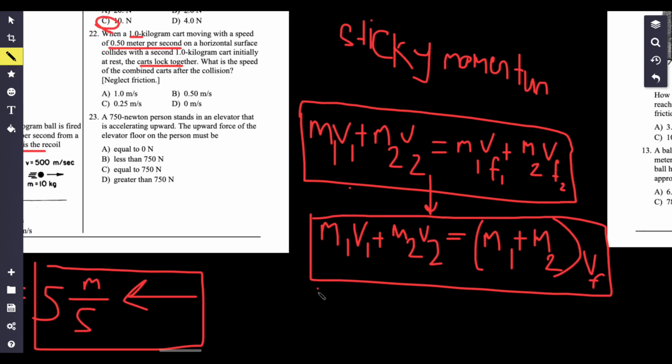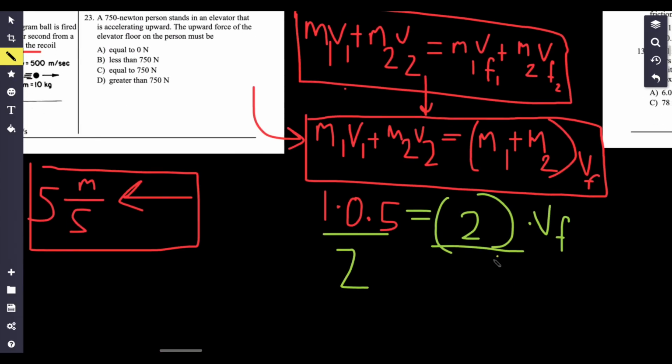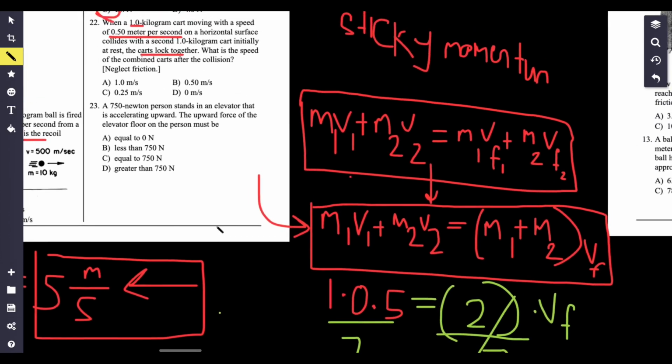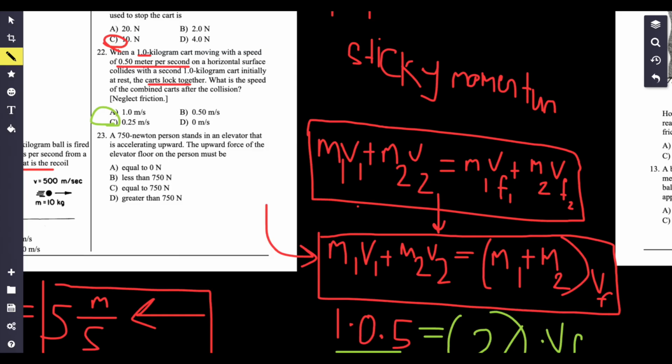So in this case, a 1 kilogram cart at 0.5 meters per second. I'm using this formula, by the way: mass 1 times velocity 1, plus mass 2 times velocity 2. But in this case, our second 1 kilogram cart is starting at rest, so this term is going to zero out. That's equal to the combined masses, so I just add up their masses. What's 1 plus 1? That's 2, multiplied by some final velocity. If I divide this by 2 to get the final velocity, I get 0.25. Answer choice C for number 22.